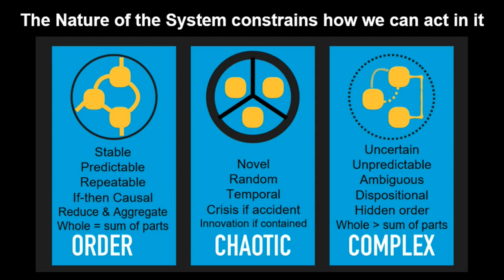The nature of the system constrains how we can act in it. In the order system, the environment is stable, consistent, and repeatable. Because if-then cause-and-effect relationships exist, we can make predictions with confidence. We can apply a mechanistic engineering paradigm, reduce the system into its parts, work on each part, and put everything back together again. The whole is equal to the sum of its parts.